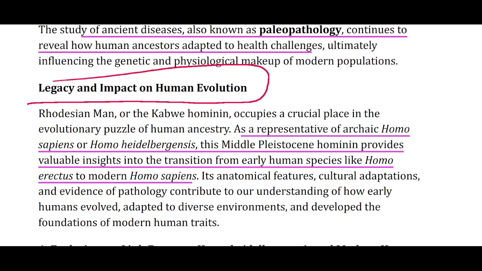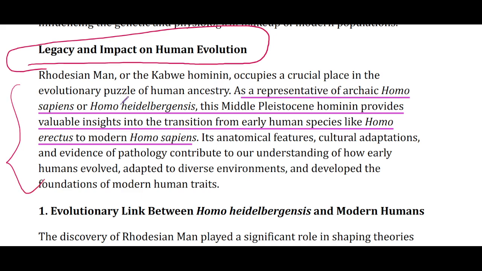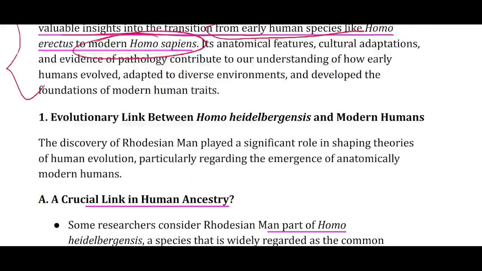Now, the legacy and impact on human evolution. So, the Rhodesian man or the Kabwe fossil, they acted as representative of archaic Homo sapiens or Homo heidelbergensis. This Middle Pleistocene hominin provides valuable insight into the transition from early human species like Homo erectus to modern Homo sapiens.